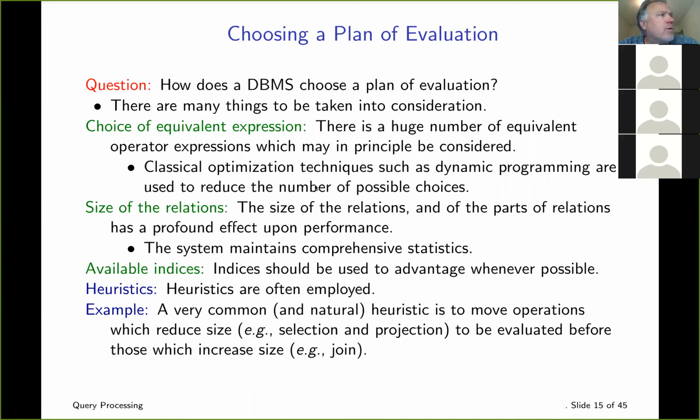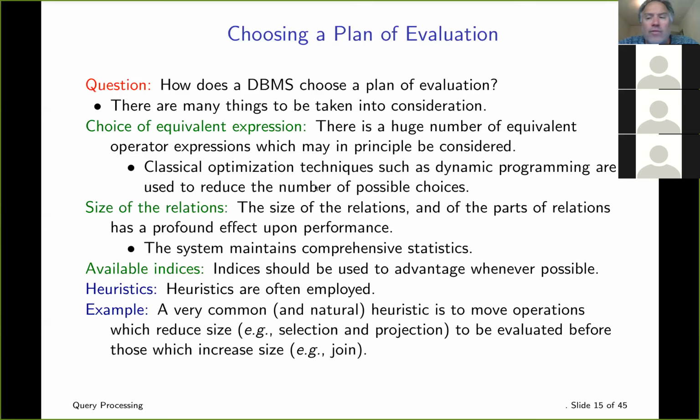Yeah, so it looks around for an equivalent. How does it choose which plan to execute? There's a huge number of equivalent operator expressions, of course, and we talked about that. So dynamic programming can be useful. I remember seeing at one point that there was a genetic algorithm that PostgreSQL was using, or you could turn it on to use it. I'm not really sure. But it's an optimization problem.